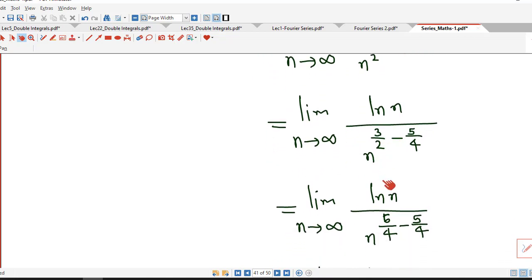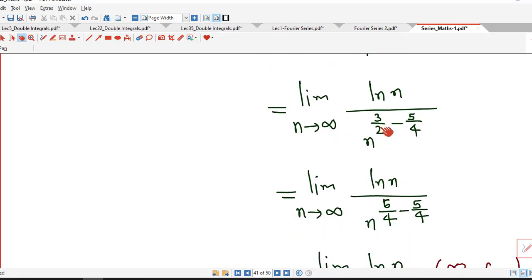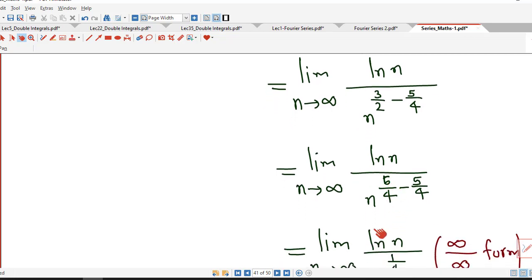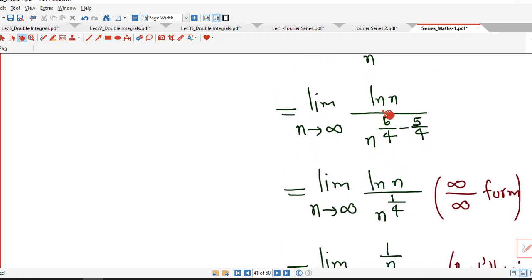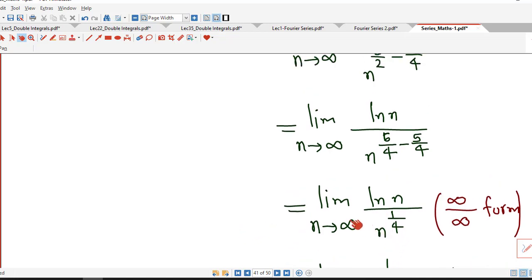And again after simplifying, 3 by 2 can be written as 6 by 4. So after simplifying we have log n divided by n raised to 1 by 4. Now if we consider n tending to infinity, we have log infinity, which is infinity, and infinity raised to 1 by 4 is also infinity. So this is infinity by infinity form. So we can apply L'Hospital rule.